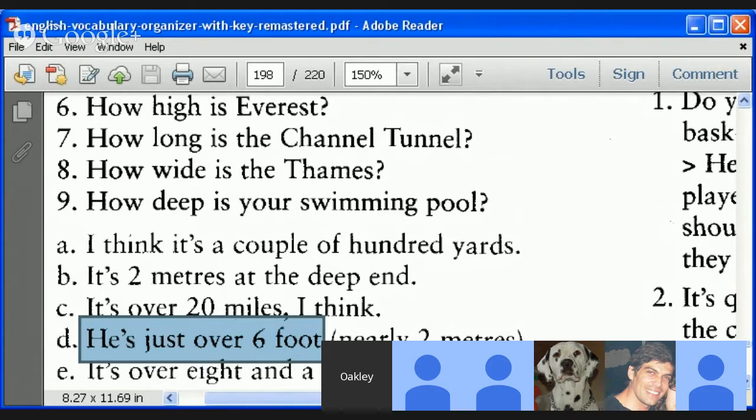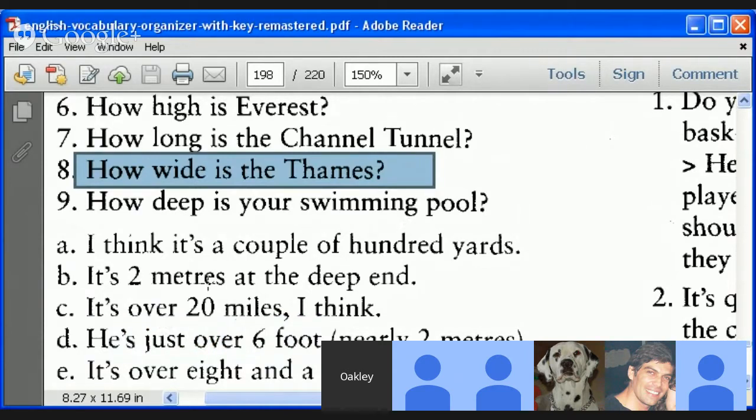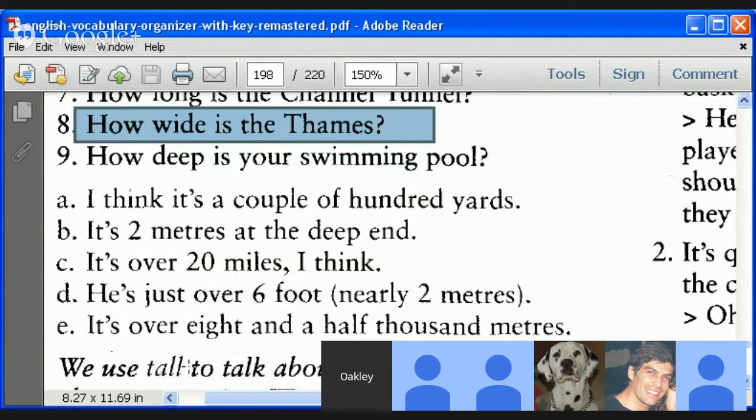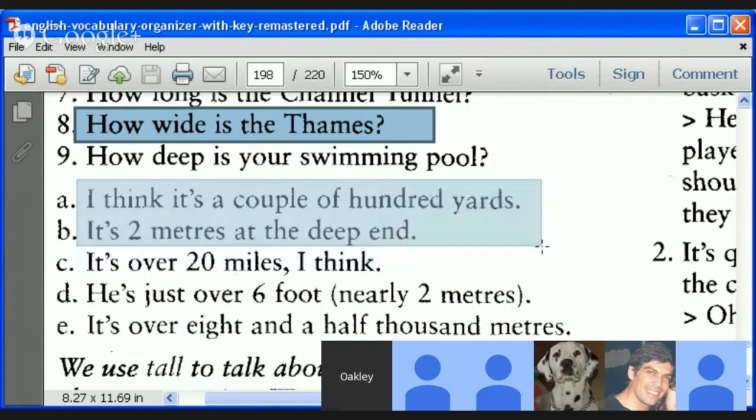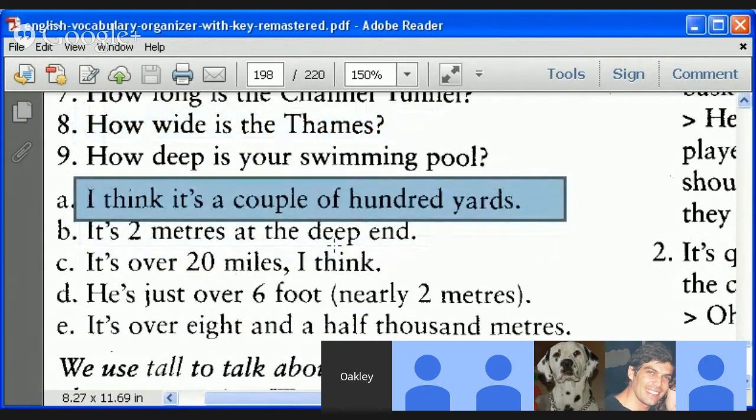Okay. Alan, how wide is the Thames? I think it's a couple of 100 yards. Couple of 100 yards. Really? Is that true? I guess so. That's the most logical answer. Of course, as you guys know, crazy Americans and Brits still talk about miles and yards. You guys more than likely are used to meters and kilometers. Yeah, that would be the logical answer.